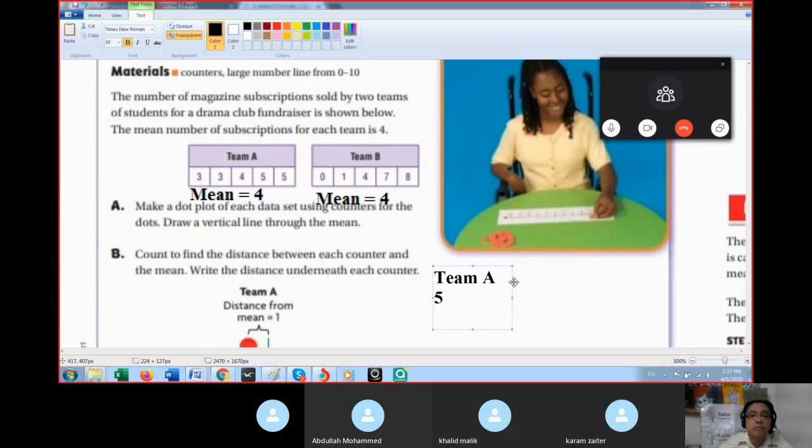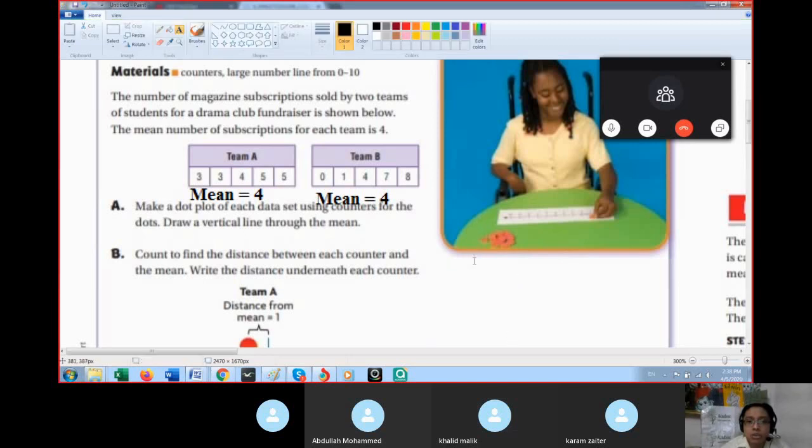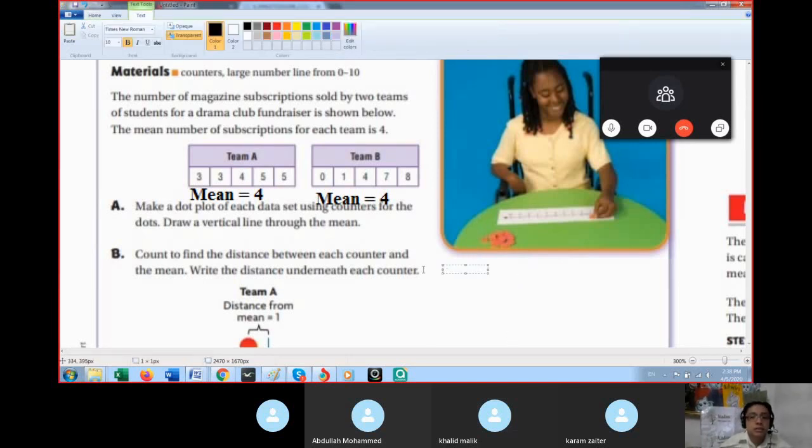5. What else? 3 and 3. That's how you should do it. So the arrangement of the numbers in Team A, from greatest to least: 5, 4, 3, 3. Those are the arrangement of your numbers.